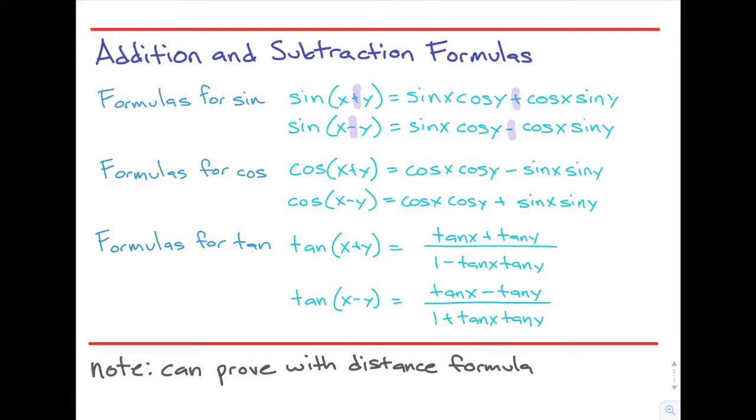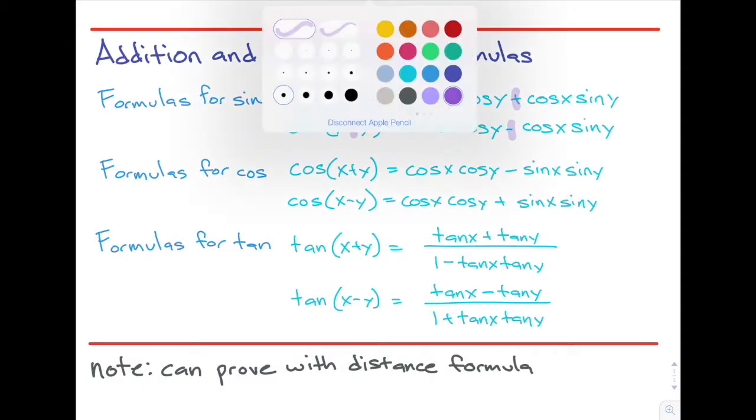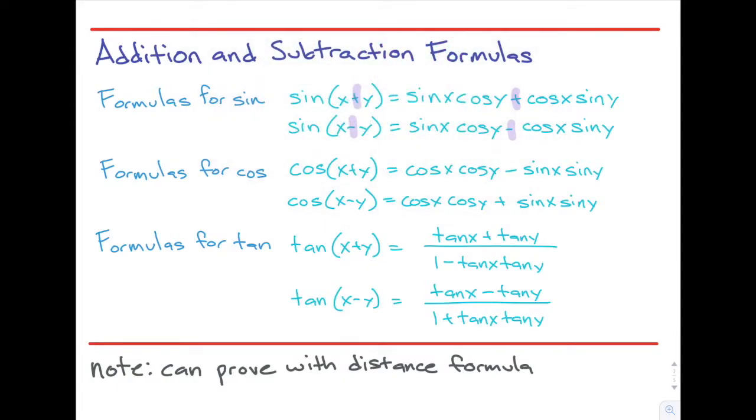The formulas for cosine are cosine of x plus y equals cosine x cosine y minus sine x sine y, and cosine of x minus y equals cosine x cosine y plus sine x sine y. I want you to notice that when we have an addition of two angles inside the cosine, we have subtraction. We have a cosine of each of those angles, and then we're subtracting the sine of each of those angles. And for cosine of x minus y, again, we're starting with the cosine of each angle, and then we're adding the sine of each angle.